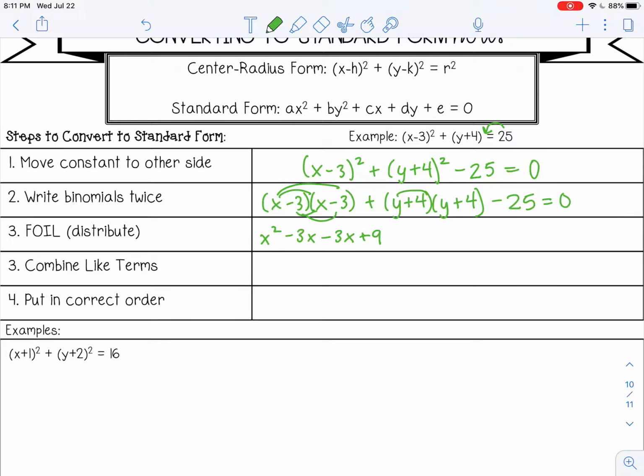And then the same thing with the y's. I'm going to bring down that plus. So y squared plus 4y plus 4y plus 16. And then bring down my minus 25 equals 0.